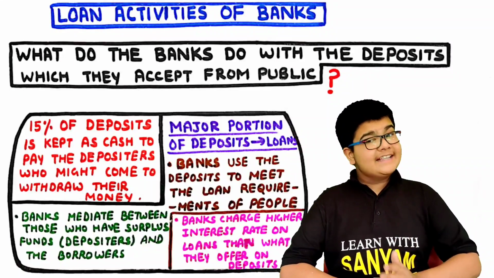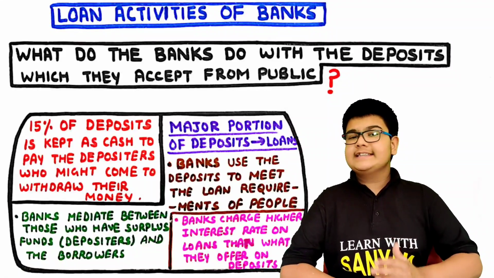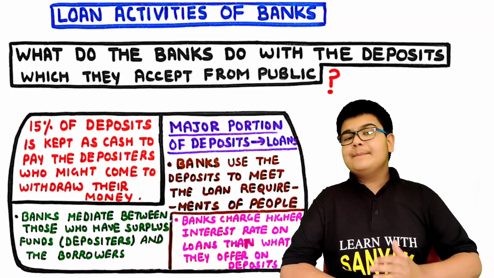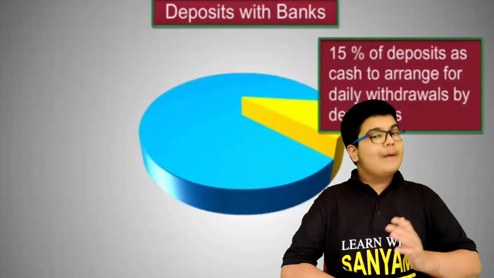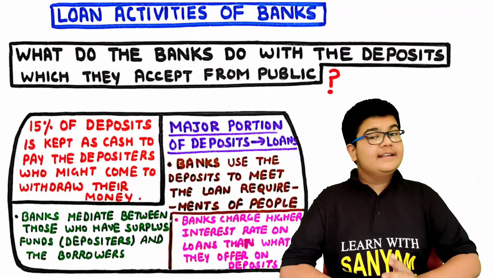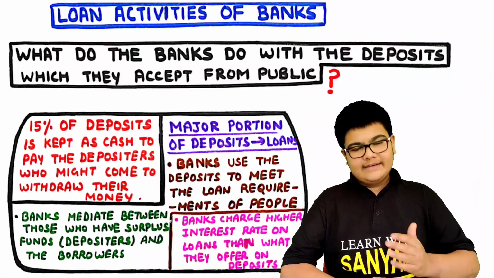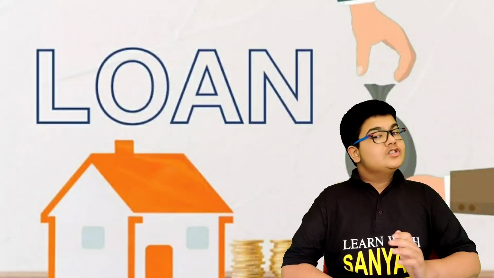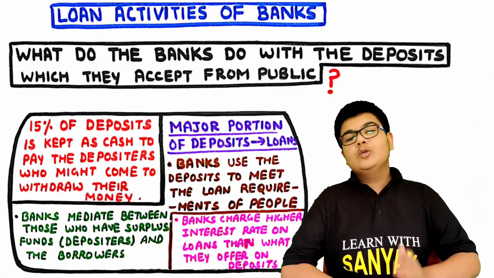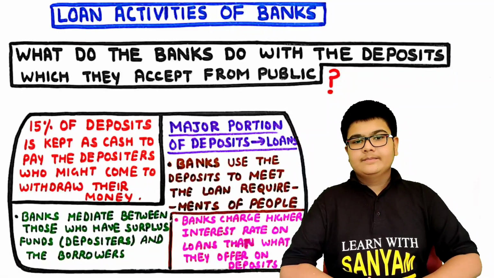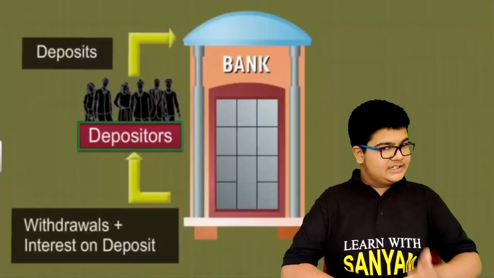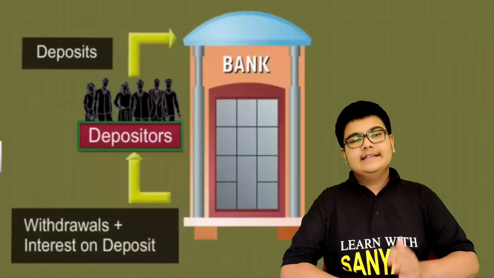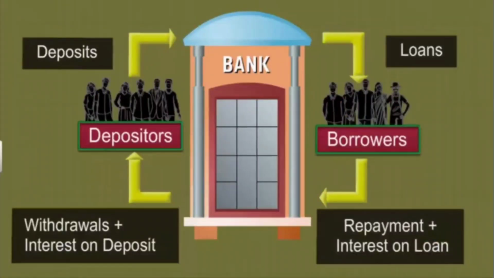Now, what do the banks do with all these deposits which they accept from the public? 15% of the deposits is kept as cash with the bank to pay the depositors who might come to withdraw their money. But the major portion of the deposits is given as loans by the bank. So banks make use of the deposits to meet the loan requirements of people. The banks mediate between those who have surplus money, that are the depositors, and those who are in need of money, that are the borrowers. So banks provide a link between the depositors and the borrowers.